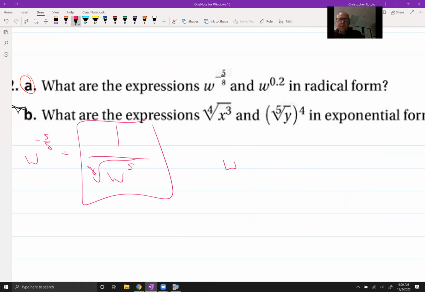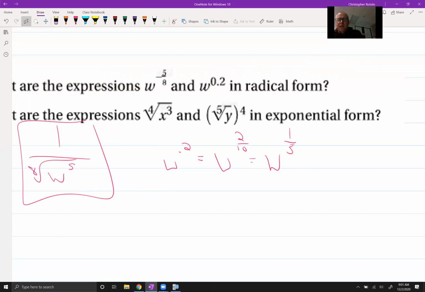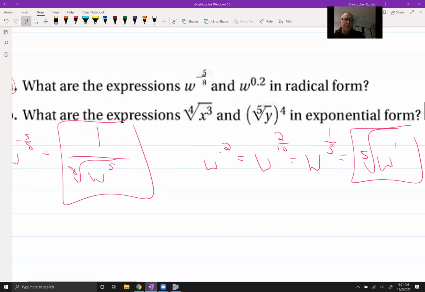So what about w to the 0.2? 0.2 is actually 2/10, which is actually 1/5. Okay, so we have to understand that translation, which in Algebra 2 we should be able to. So w is to the first power and the fifth root. Okay, so we have the fifth root of w to the first power, so it's not a big deal. All right, second line here. So all the b's.